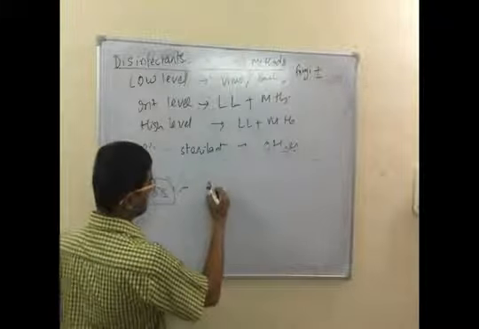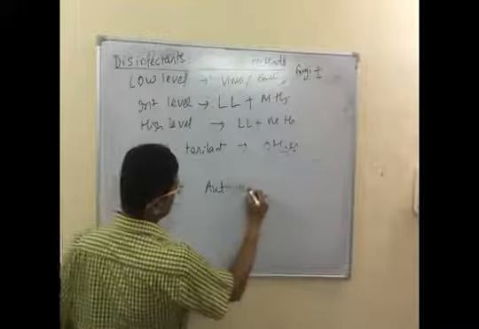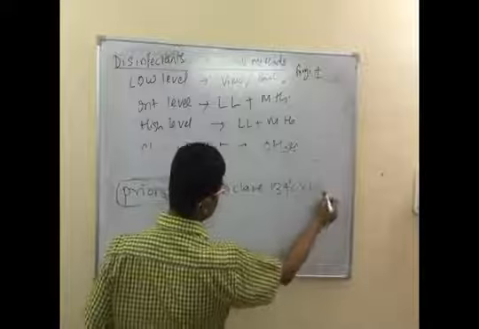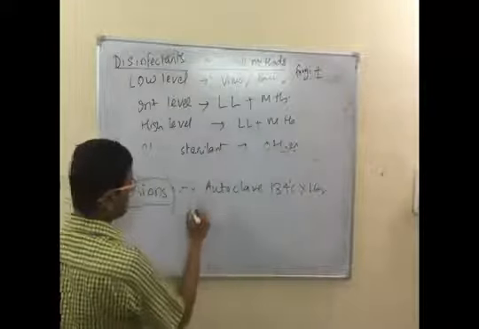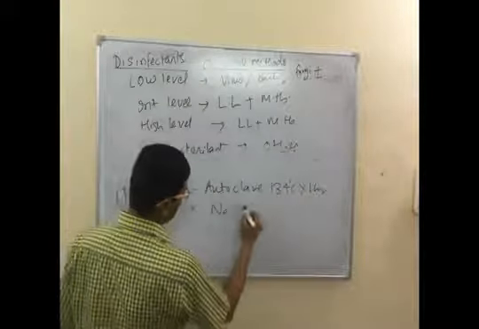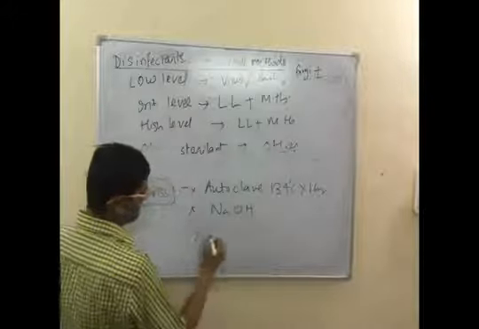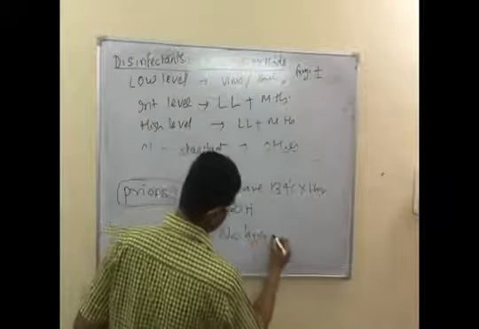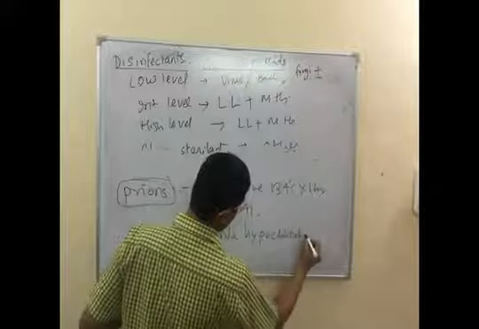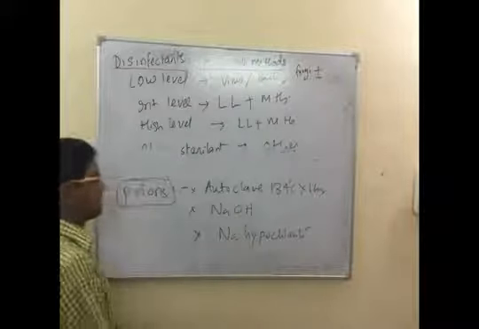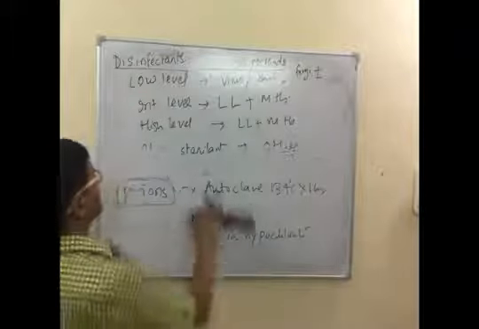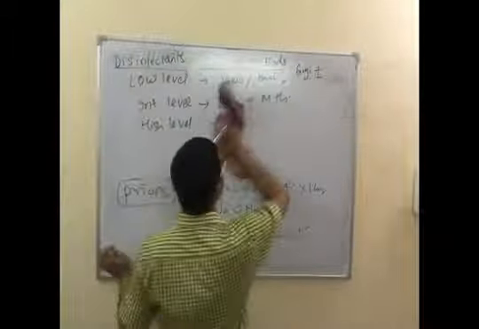They can be killed by various extreme mechanisms, for example autoclaving at 134 degrees centigrade for 1 hour, or applying sodium hydroxide for 1 to 2 hours, or sodium hypochlorite again for 1 to 2 hours. So these are the various extreme mechanisms to denature and destroy the prions.